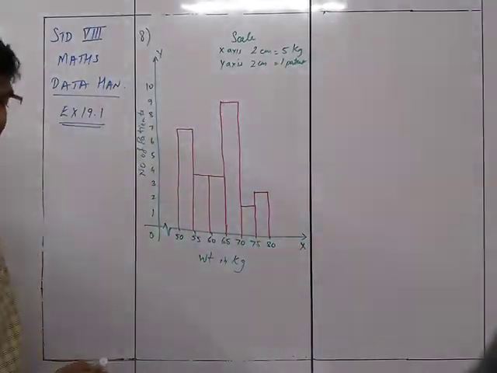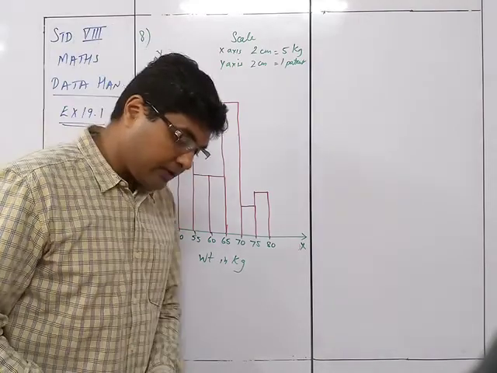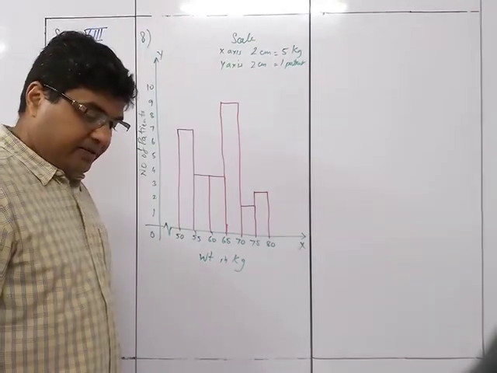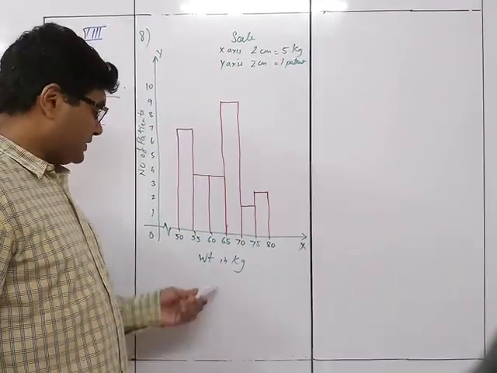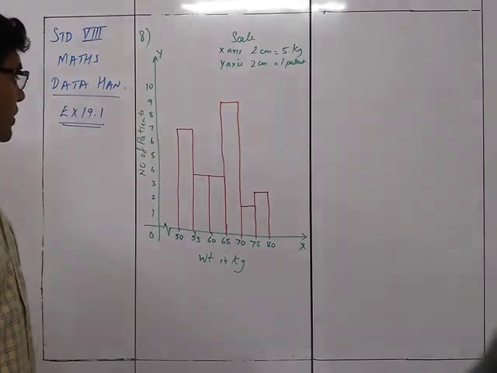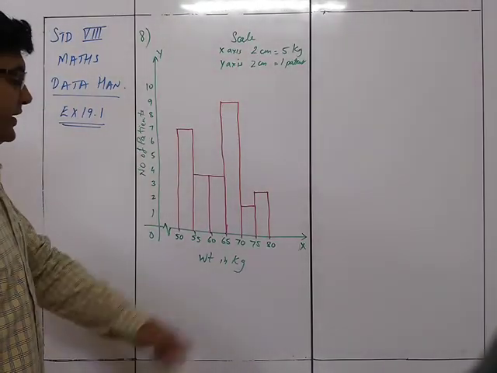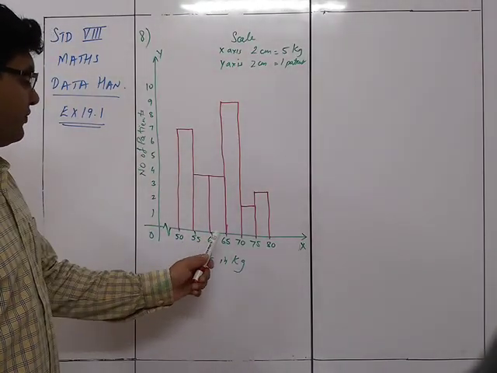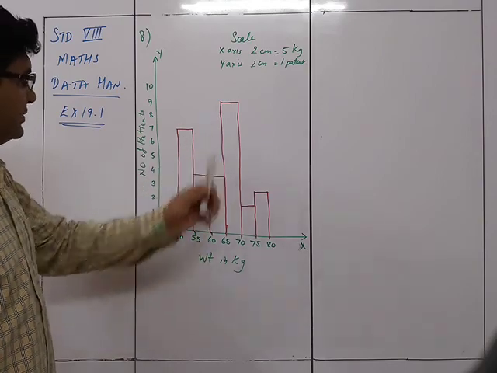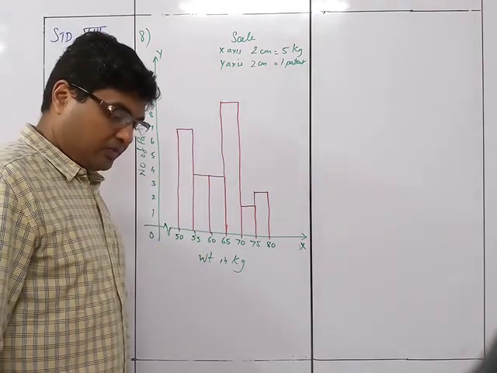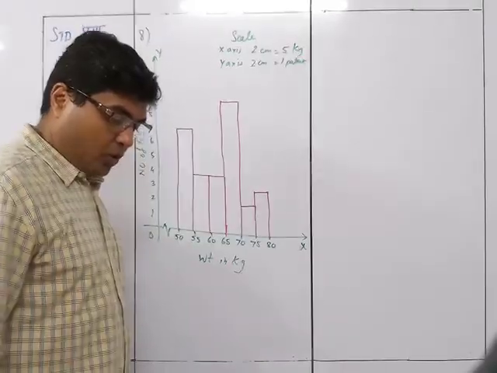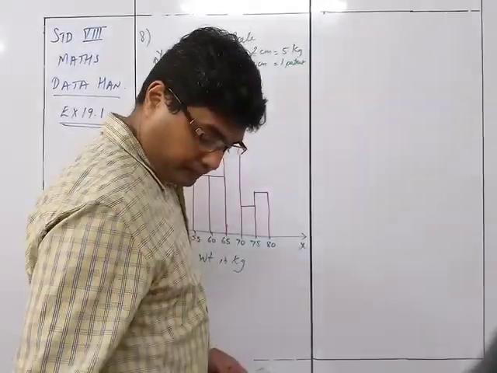So this is the required histogram representing the data visually. That is how this is to be drawn. The number of patients with weight in kg of 50 to 55 is 7 and so on. So that's about question number 8. We move on to question number 9.